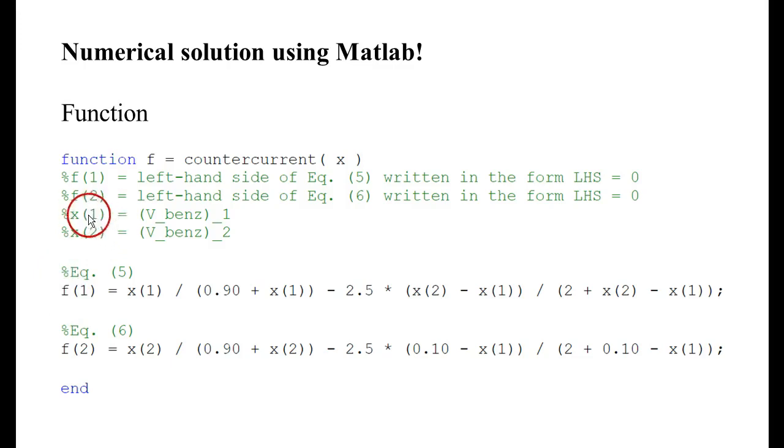And here I've got x of 1 and x of 2 nicely labeled. Those are the two benzene mole numbers. What were the two equations? I wanted this equals this or this minus this equals 0. Second equation, this equals this or this minus this equals 0. So if I set those two f's equal to 0, that's what I want to achieve.